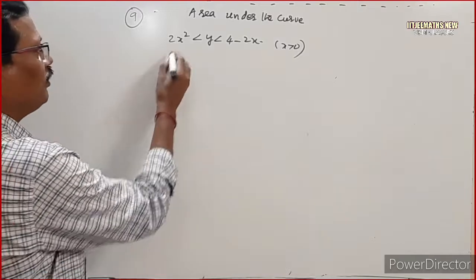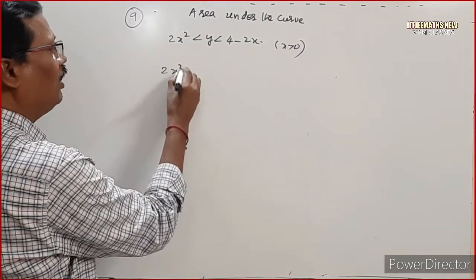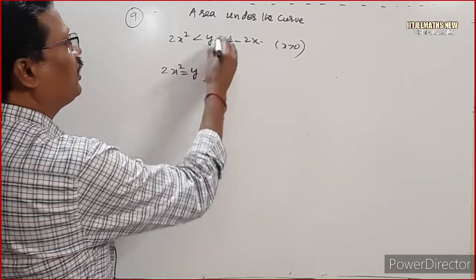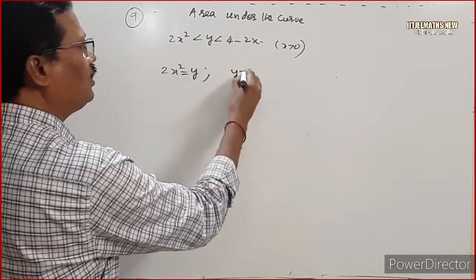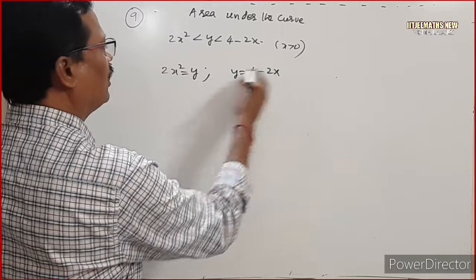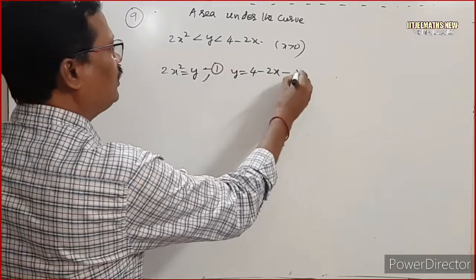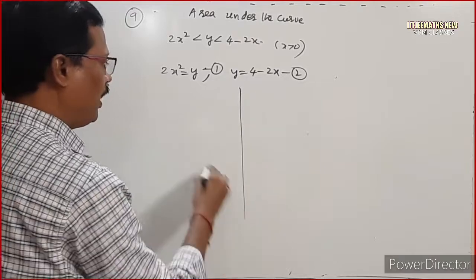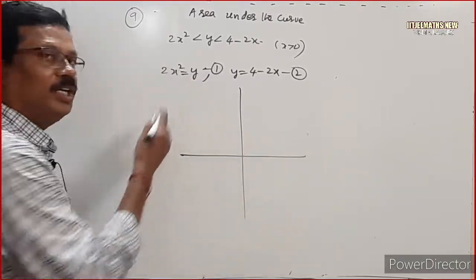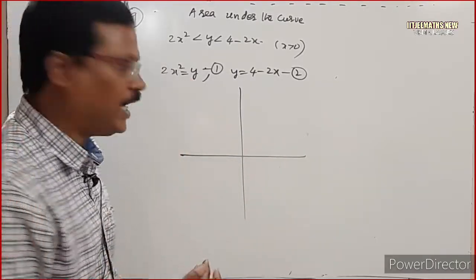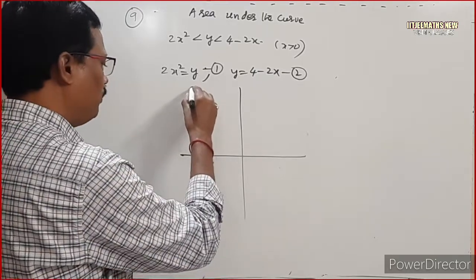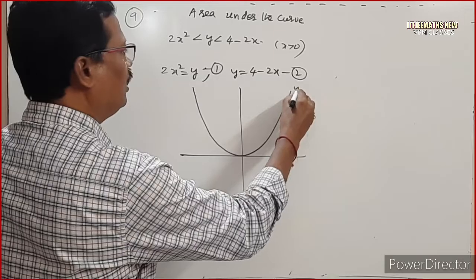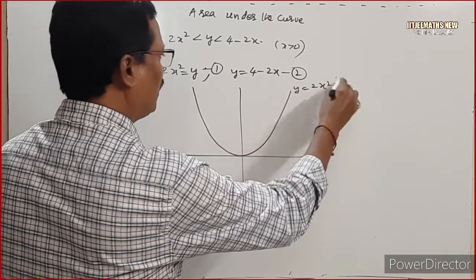Now if you see this, I am taking first these two: y is equal to 2x square, and y is equal to 4 minus 2x. In this parabola, x degree is even, so it is symmetric about the y axis. Therefore, that parabola will be like this. This is y is equal to 2x square.